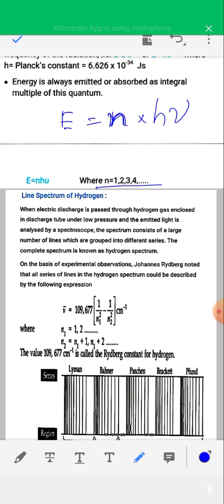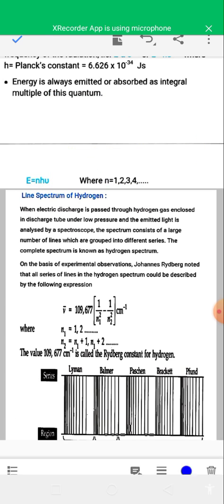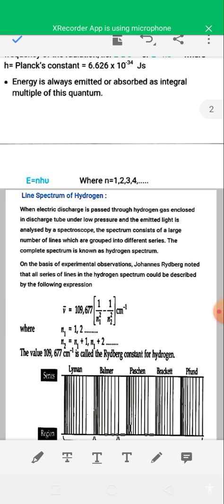Now see the spectrum of hydrogen. Generally, you know what the spectrum is. When you pass white light through a prism, the 7 colors of white light will be separated, and you will get a series of bands of different colors on the screen. This is known as spectrum, and there are different types of spectrum, like absorption spectrum, emission spectrum, line spectrum, continuous spectrum, and discontinuous spectrum, also known as line spectrum.